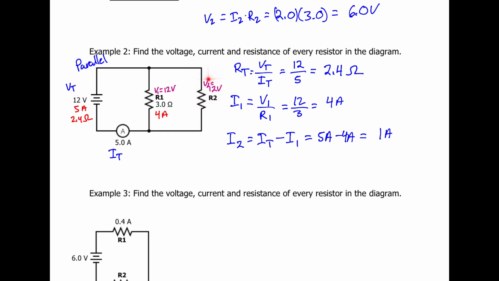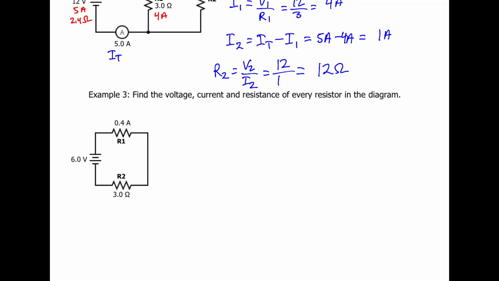Now I have voltage and current. I can solve for the resistance using Ohm's law. Resistance at 2 is equal to the voltage at 2 divided by the current at 2. I know the voltage is 12, and I know the current is 1. Good, no calculator again. There's 12 ohms of resistance at that point. So now I have all three measurements at all three locations. That's the way we do all these.